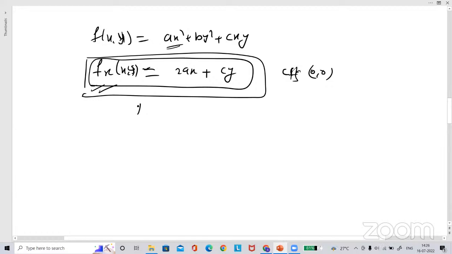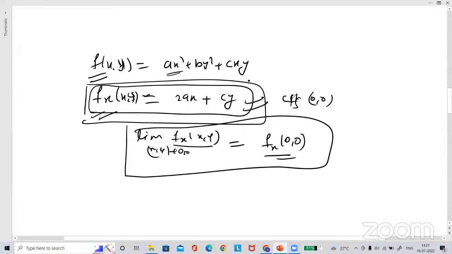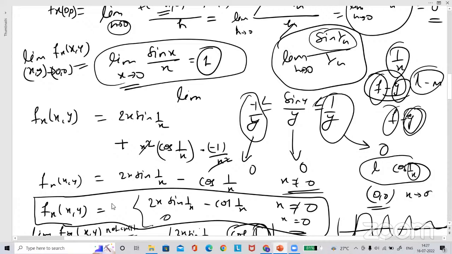So what you will do, you will find the limit as xy goes to 0, 0 for this function. This should equal the partial derivative at 0, 0. This should be satisfied. You are not going to deal with the original function. You are going to deal with this partial derivative, which we have already found here, similarly to the previous one. For non-zero x, on the whole of R2, you evaluated it, you found it, and now you have to check for this function.